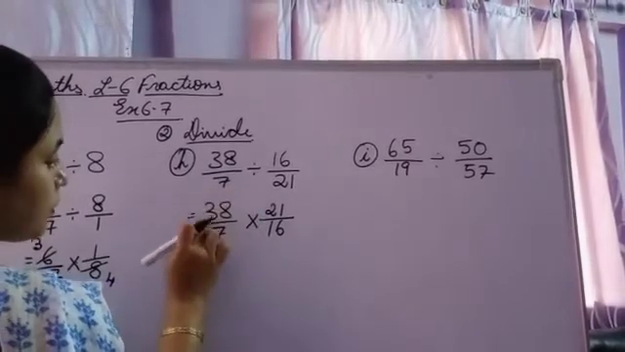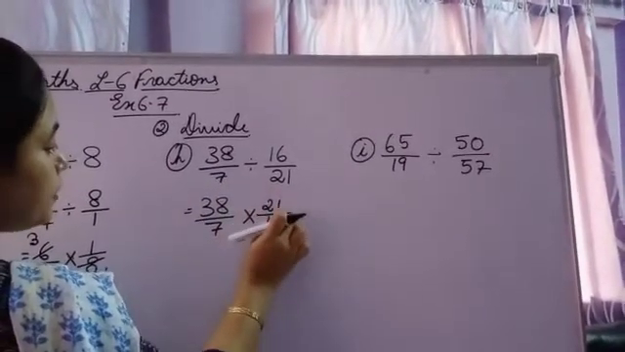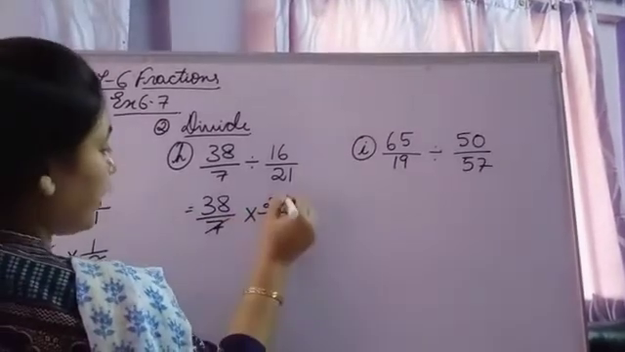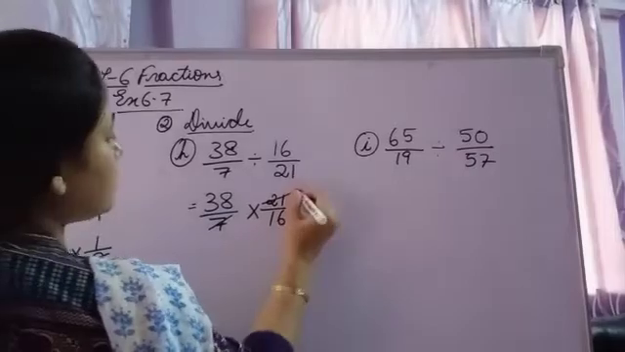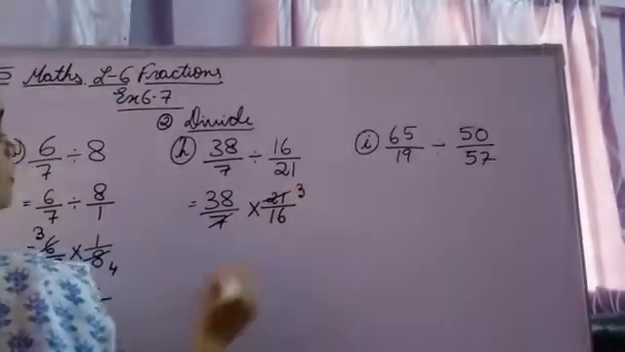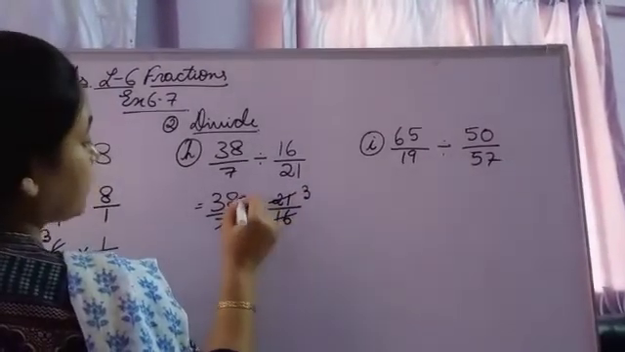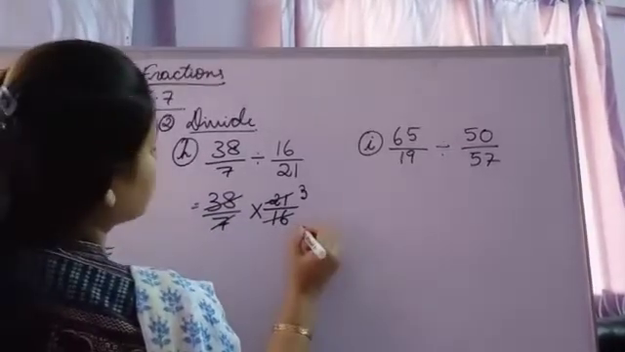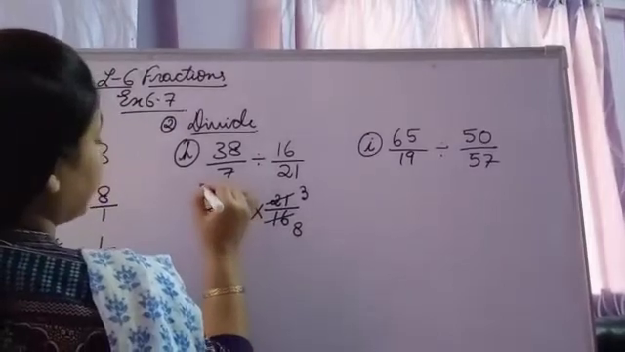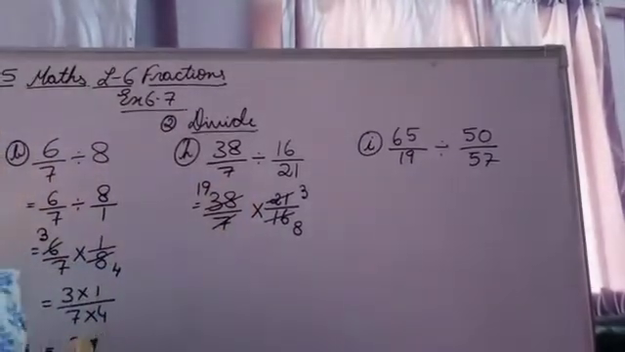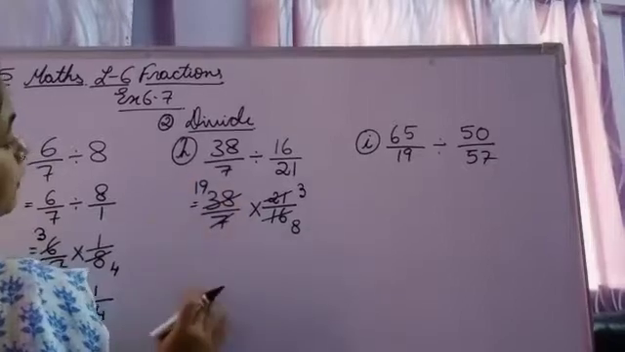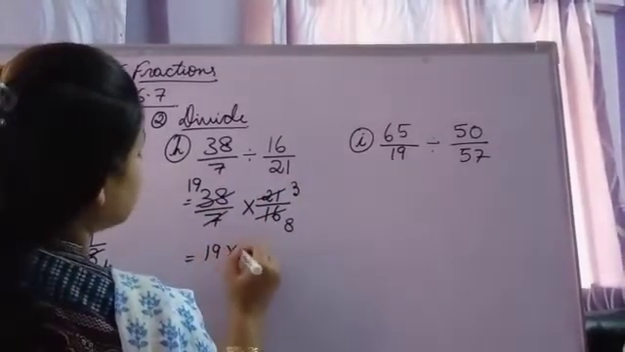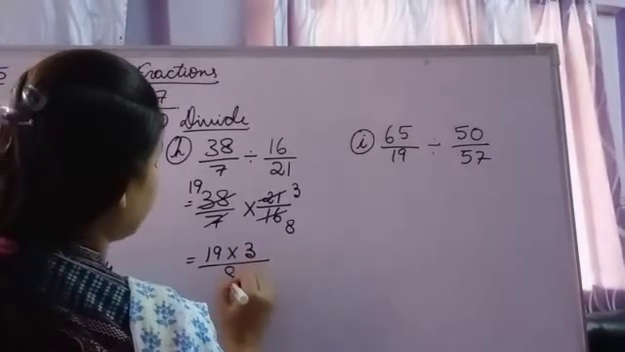Now check the numbers properly. This is an even number, 38. This is an odd number, this is an even number, this is again an odd number. Now 7 and 21, I can cancel. 7 how many times? 3 times. Again 16 and 38. So let me start with the 2 table. 2 8 times, and here 2 19 times. If you divide 38 by 2, you will get 19. So what is left in the numerator? 19 into 3 divided by 8.